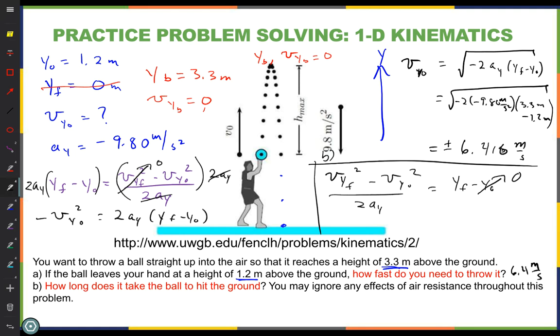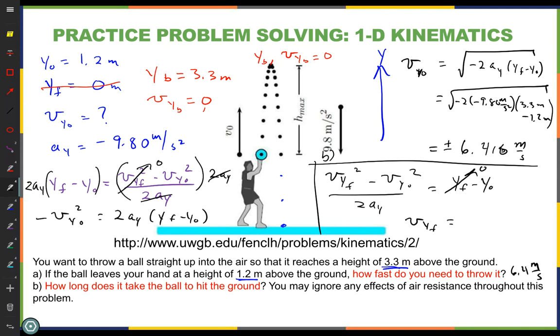Question, Jordan. The y0, y initial, wouldn't that be 1.2? I crossed out the wrong one. You're correct. I hate it when I make mistakes, but I really hate it when we get to the end of the problem. If we got to the end of the problem, we would have realized we've got a square root of a negative number. There's a problem there.